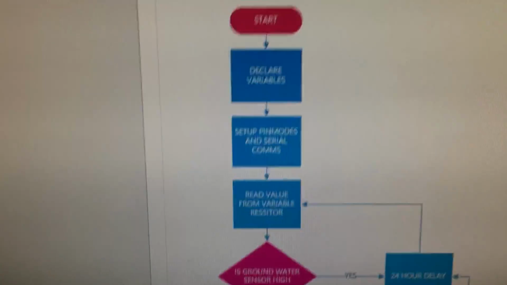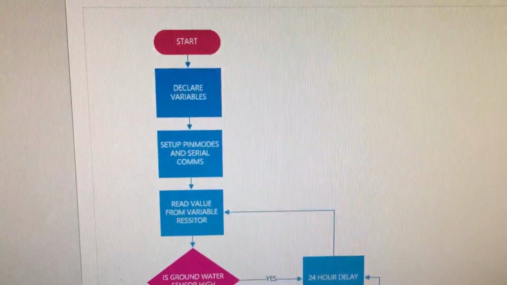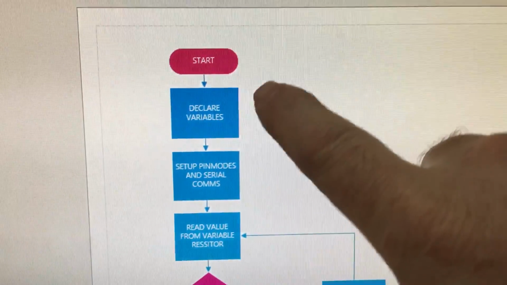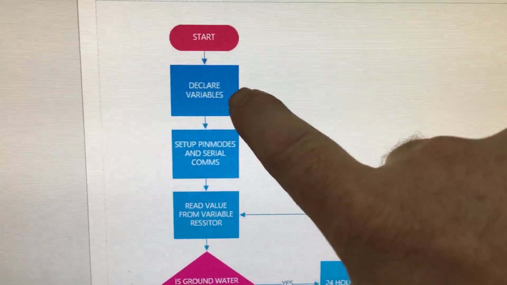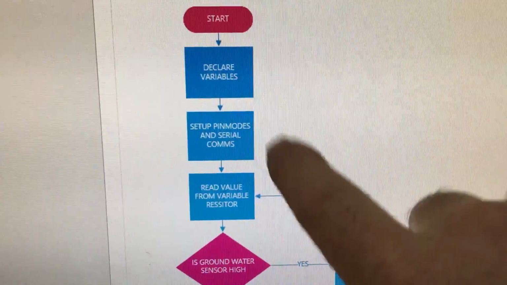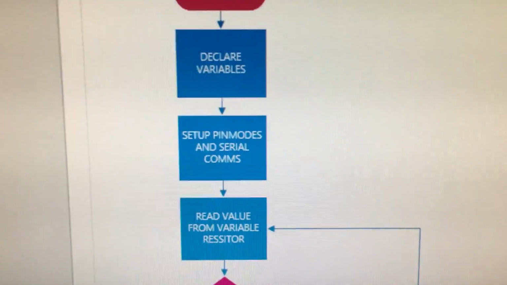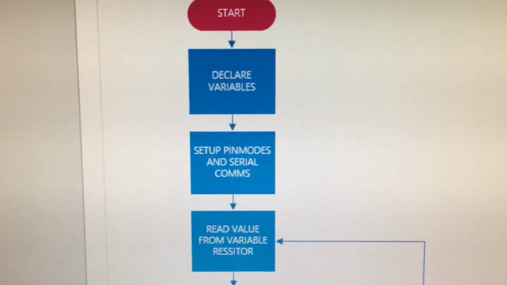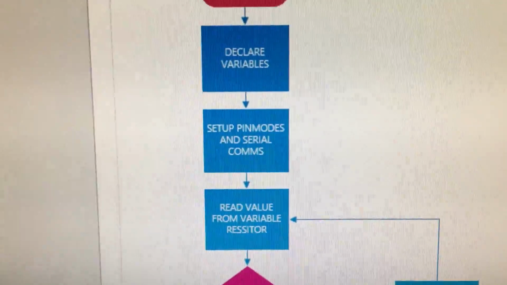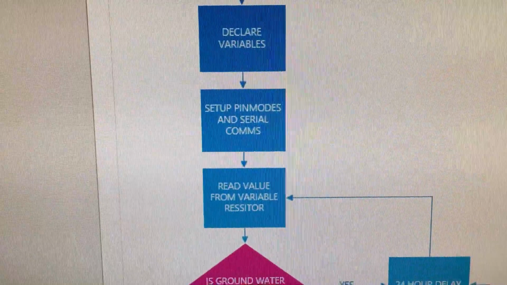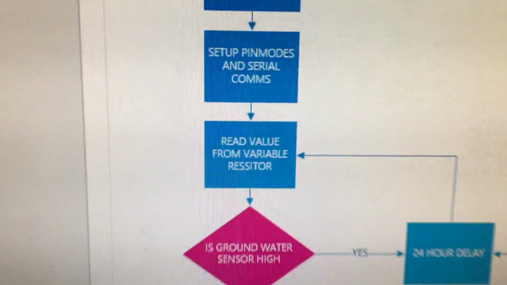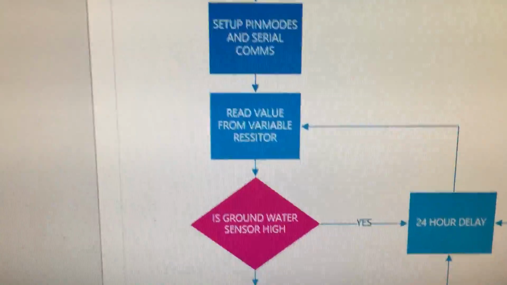For starters, I had to plan out how the flow of the program was going to occur. So step by step, it starts, the variables are declared, you set up the pin modes for Arduino, and then I utilized serial communications for troubleshooting and evaluating the potentiometer input to the A to D on the microcontroller. Then it reads the value from the resistor to set the sprinkler time.